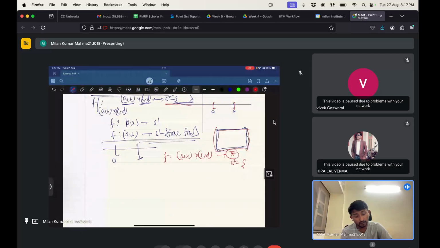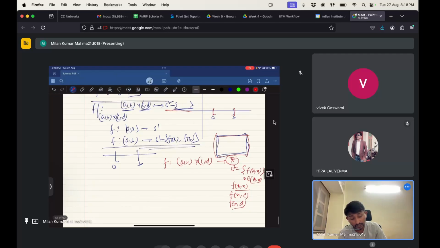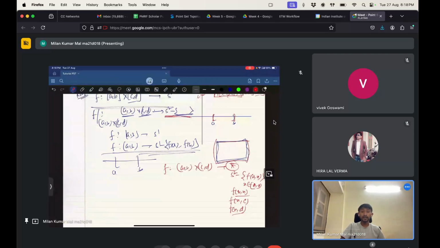What are the infinite number of points? Like F of A comma X, where X can be any point from C to D, and F of B comma X. Similarly, F of X comma C, F of X comma D, and that will be an uncountable number of points. Did you get what I want to point out? So we will not have S2 minus a finite number of points. We will have S2 minus an infinite number of points, and then we don't know whether that is connected or not.